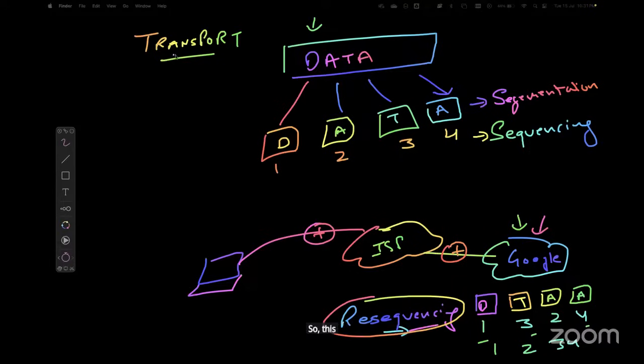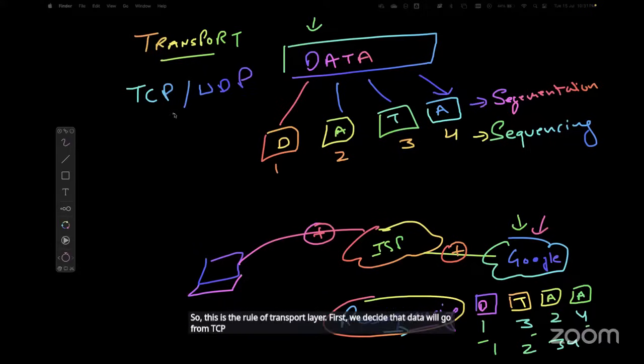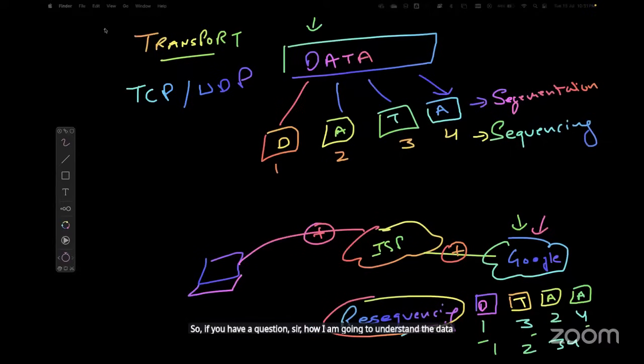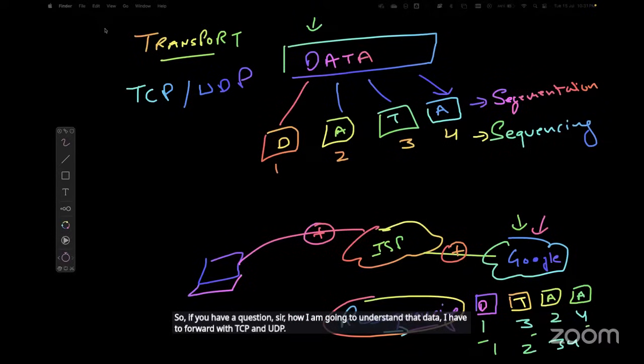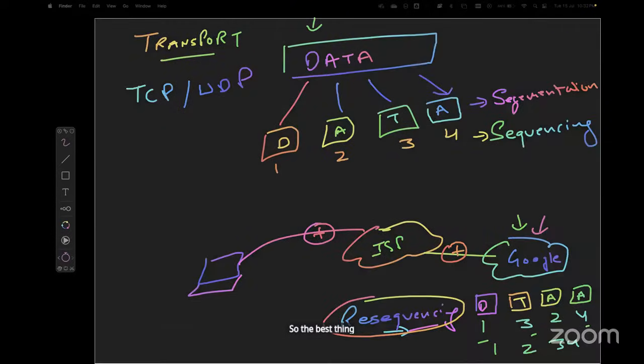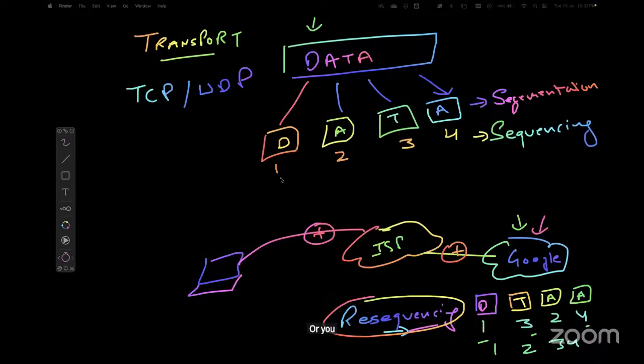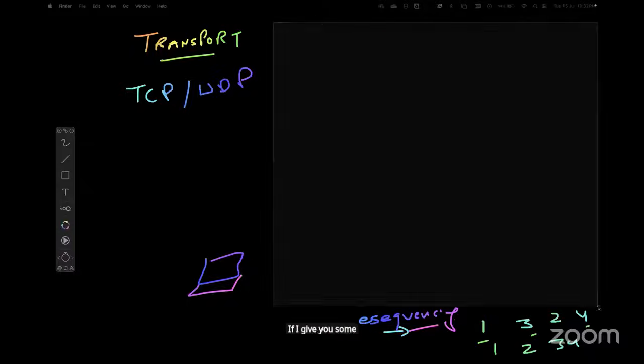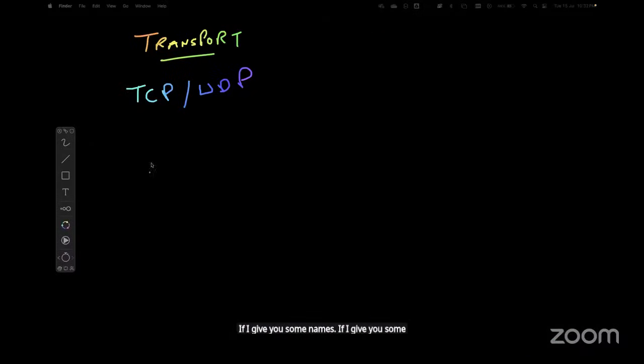So this is the role of the transport layer. First, we decide whether data will go via TCP or UDP. If you have a question, sir, how am I going to understand whether I have to forward data with TCP or UDP? The best thing is that you do not have to decide, because the system already has predefined values. If I give you some names, TCP and UDP both have different protocols.